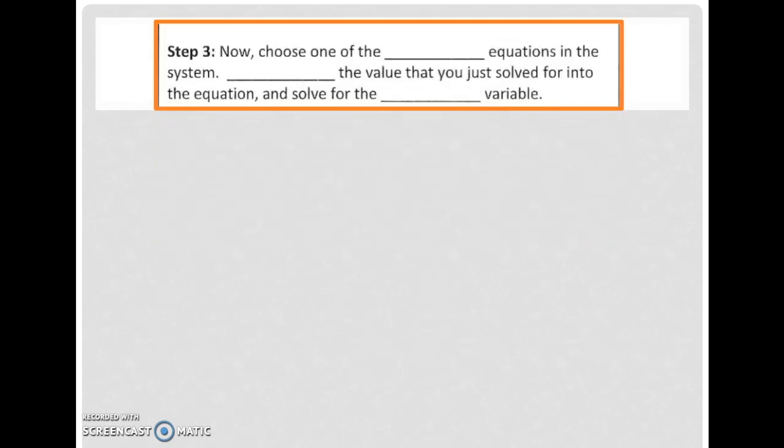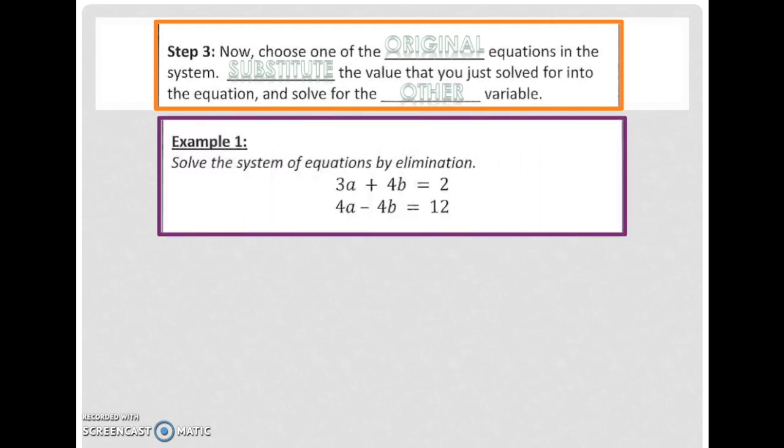Now we are going to choose one of the original equations so we can substitute the value that you just solved for and plug it into the other variable. So let's go ahead and solve. Just to refresh your memory, here's example 1. Let us look at the first equation. Plug in our variable. We found a. We said a was 2. So we're going to plug in 2 where we see a.